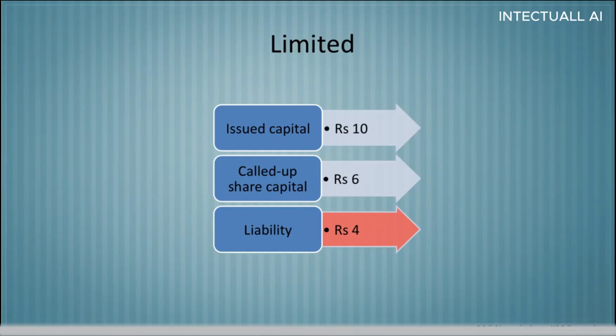If the company, after collecting 6 rupees, failed and has to pay a huge amount to the bank and other creditors, then the lenders can ask you to pay 4 rupees. You are liable to pay this amount. Your liability is limited to the unpaid amount of the share capital. If you have paid the full 10 rupees, you are not liable for anything if the company fails in its business. Limited here means the liability of the shareholder is limited to the unpaid amount of a share capital.